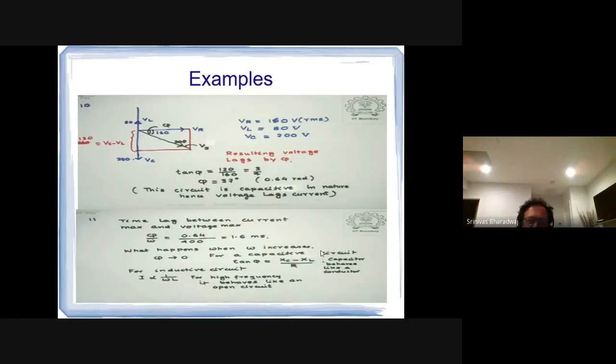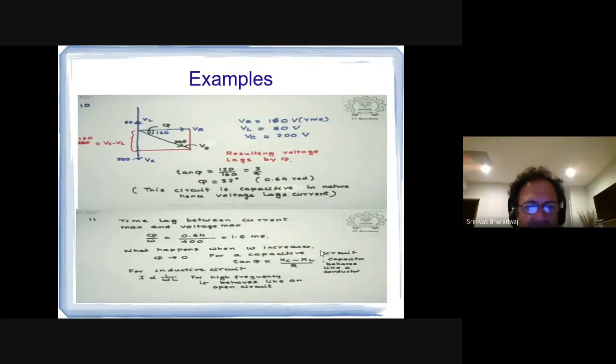Okay, the time lag between the current and the voltage is 1.6 milliseconds. So when does the current reach the maximum? When does the voltage reach the maximum in that periodic sine wave, right?